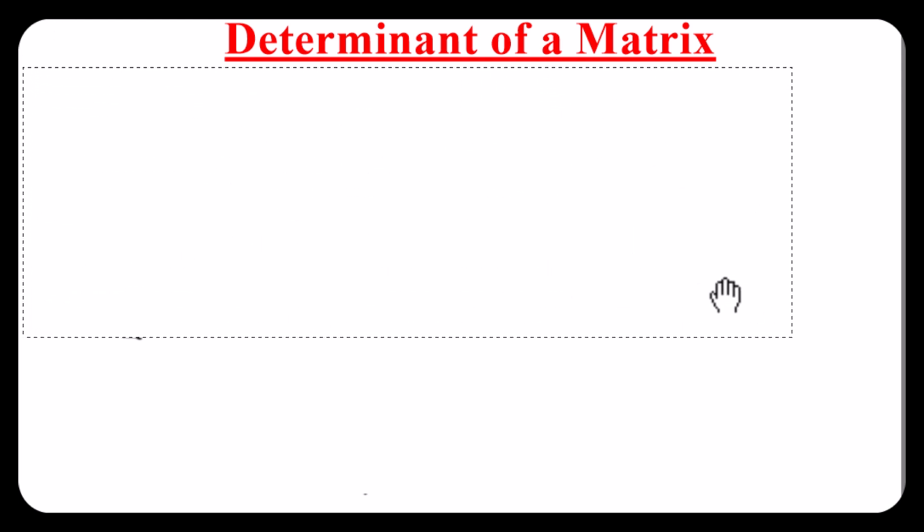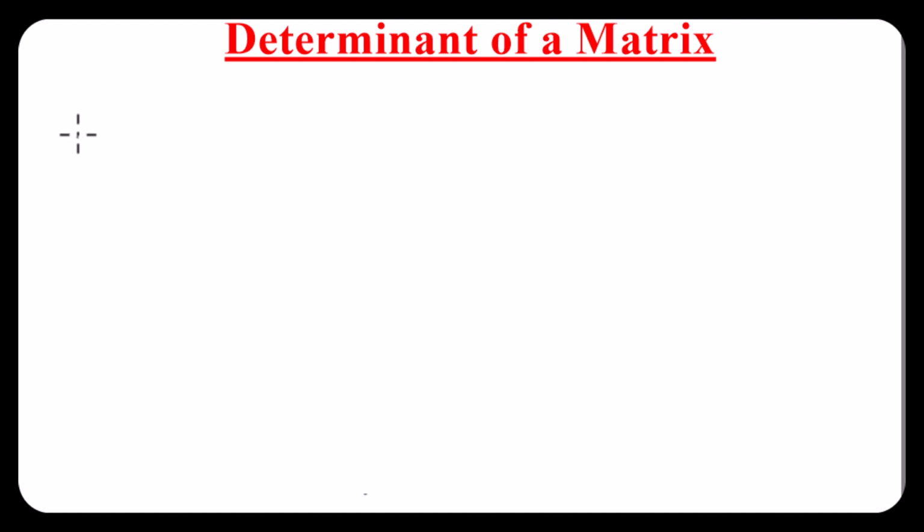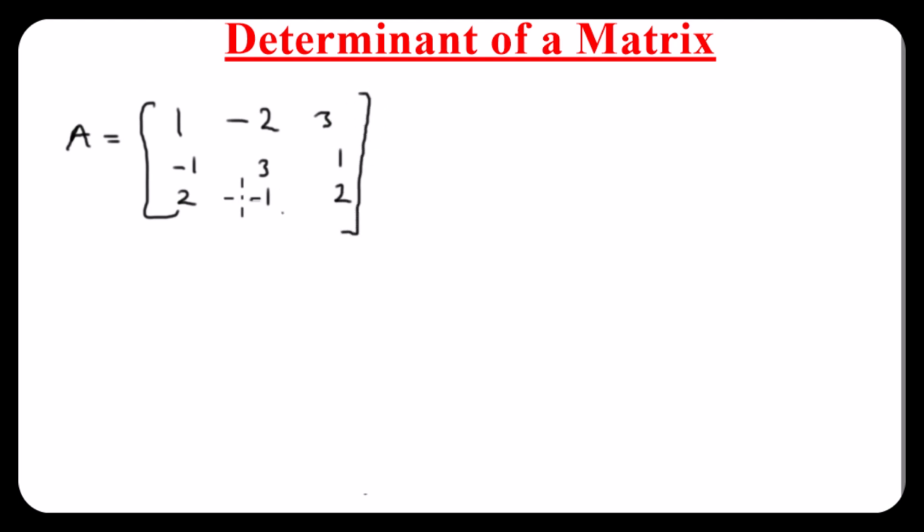So what if we're given a 3 by 3 matrix, and we have to find the determinant of a 3 by 3 matrix? Let's say we are given matrix A equal to: 1, minus 2, 3; minus 1, 3, 1; 2, minus 1, and 2. And we're asked to find the determinant of this matrix.